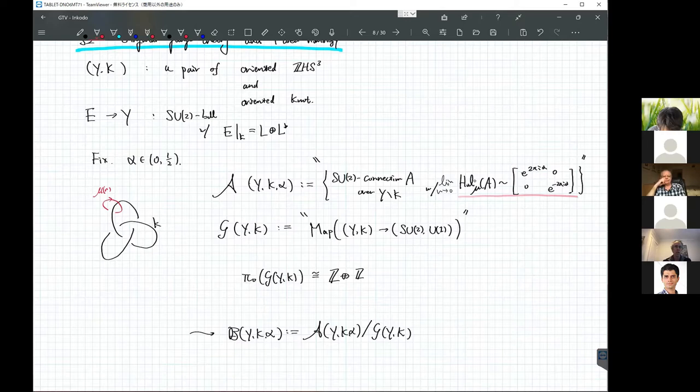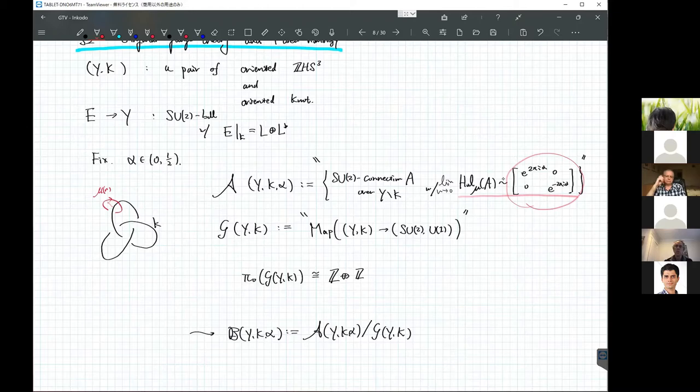Here, mu_r is a meridian of the knot K with radius r. And if we shrink the radius of the meridian, then the holonomy along this meridian is limited to this matrix in SU(2). And such connections over the knot complement are called singular connections with holonomy parameter r, alpha.